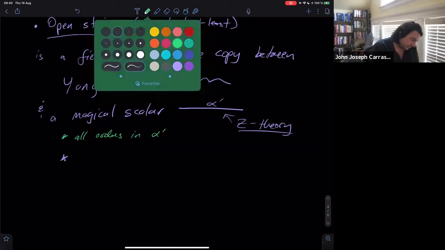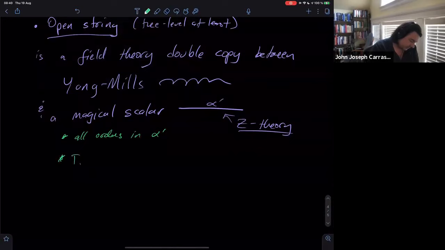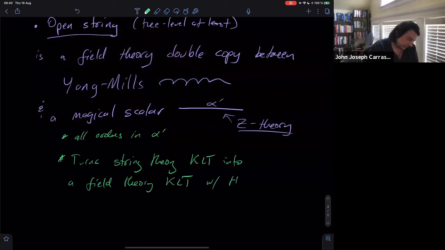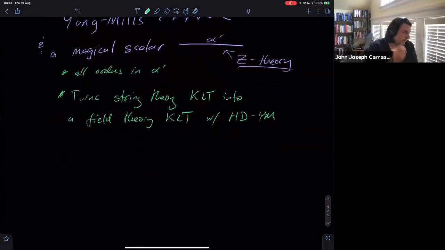but something else is it turns string theory KLT into a field theory KLT with a higher derivative corrected Yang-Mills. And this I just thought was super fascinating as well.